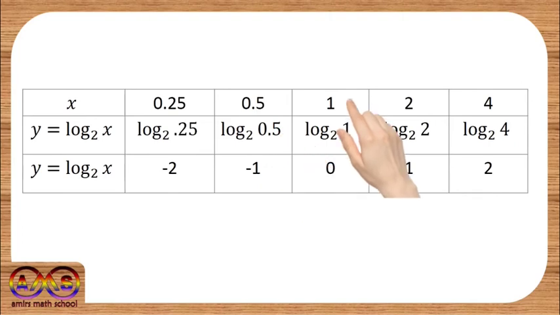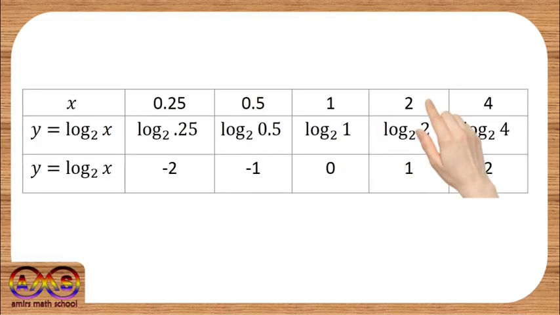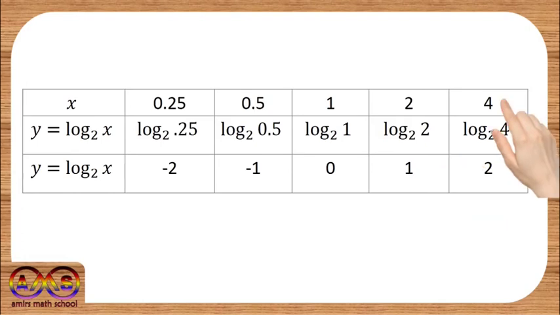When the value of x is 1, then we put this value 1 in place of x. That is log 2 base 1. When x is equal to 2, then we put this value 2 in place of x. So log 2 base 2. And finally, when x equal to 4, we put this 4 in place of x.